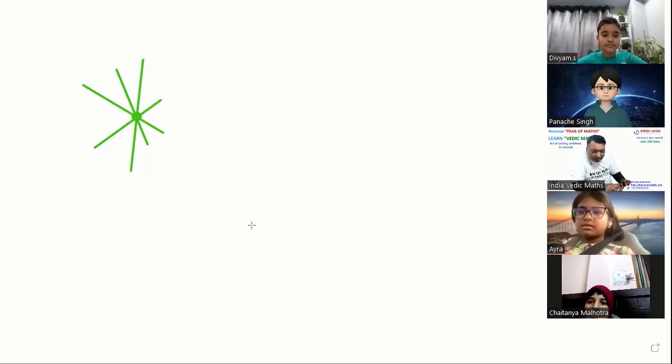To say if 2 lines cross each other, then 4 angles form. Not always, Panash. Not always 4. I'll explain why. But Skanda, infinite. You can draw as many as possible.